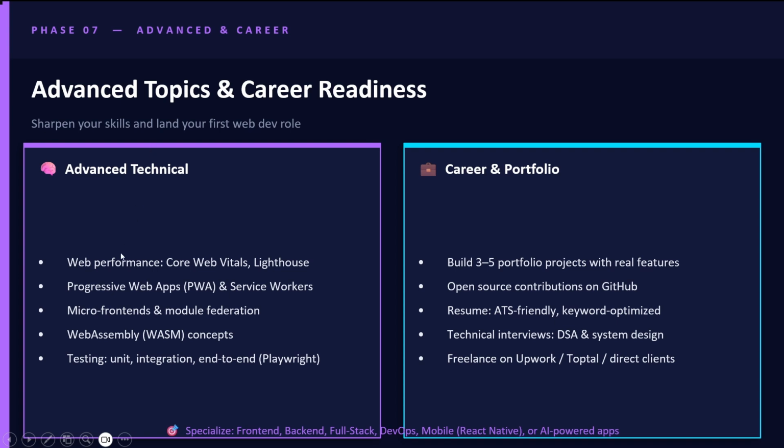Advanced topics include web performance, Core Web Vitals, Lighthouse, progressive web apps, service workers, micro frontends and module federation, testing: unit, integration, and end-to-end with Playwright. And the career: what career opportunities are there after completing everything regarding web development. Build 3 to 5 projects, guys, with real features. Upload whatever projects you build on GitHub, and build a resume that is ATS friendly and keyword optimized, and prepare for technical interviews like DSA and system design. Freelance on Upwork, Toptal, or with direct clients. You can find clients and earn through that way also.